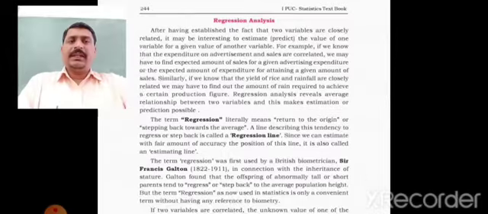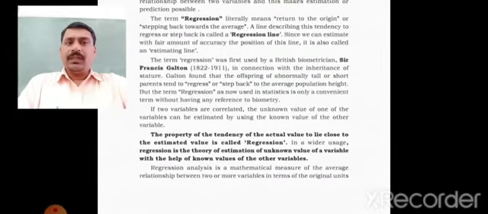In regression analysis, regression literally means return to the origin, or stepping back towards the average. So here we are going back to our average value. By using the relation, we are describing the tendency to regress or step back. That is called the regression line.